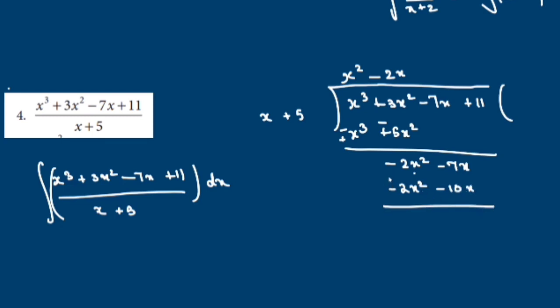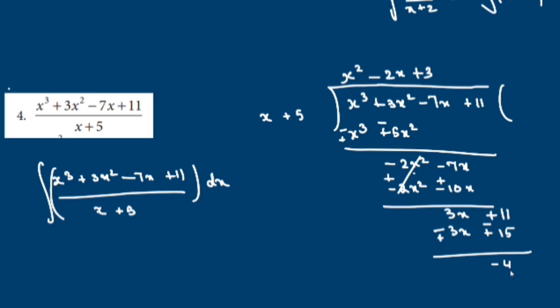Now change the sign, plus, this will become plus. So you will get now 3x plus 11. Again you have to divide. 3x by x will give you 3. Multiply now. So 3x plus 15. Change the sign. This will become minus 4.